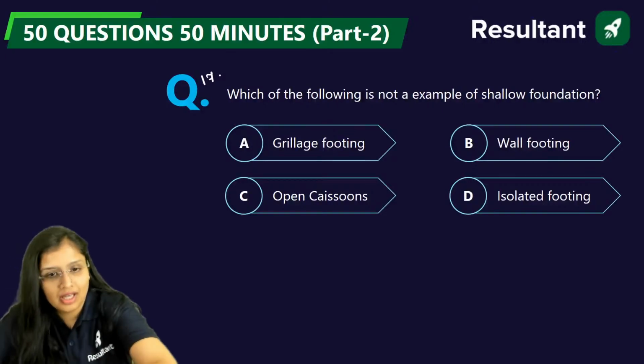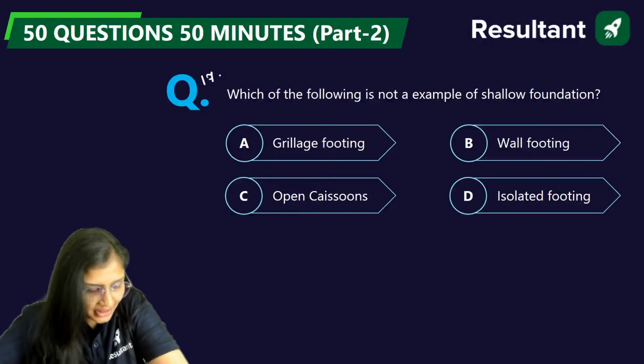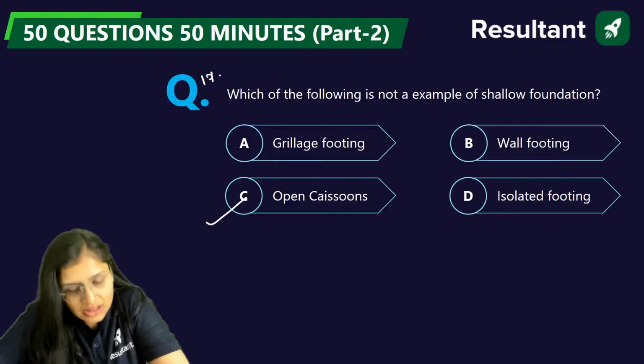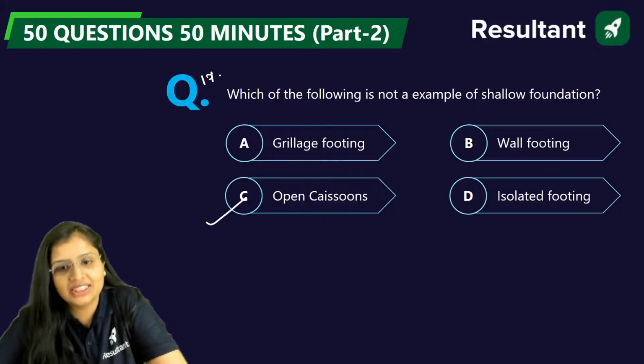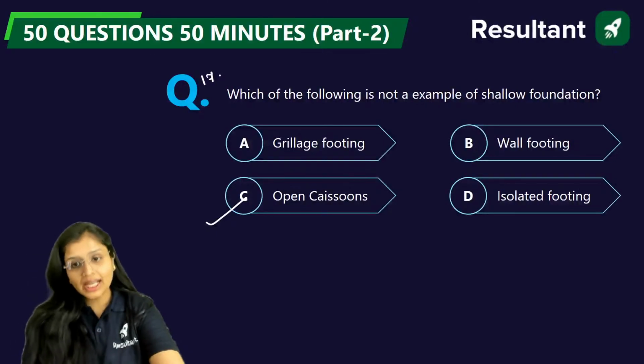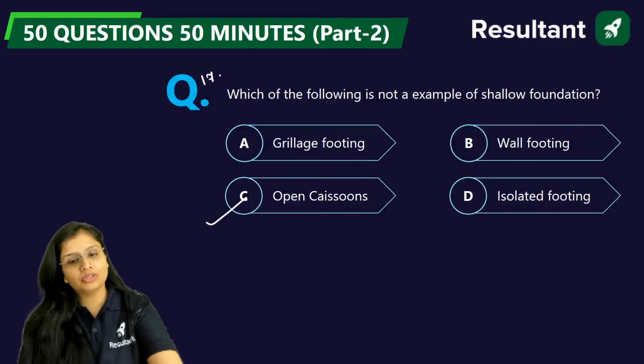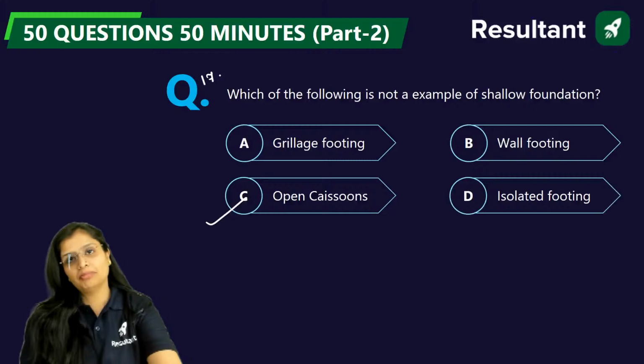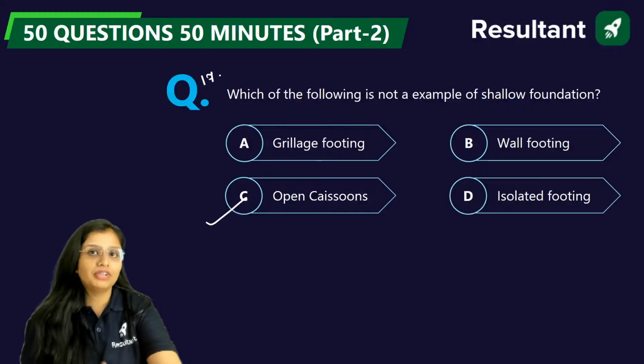Correct. It is open caissons, even piers, foundation. These are not an example of shallow foundation. Grillage, wall, isolated are examples of shallow foundations, but open caissons are not an example of shallow foundations. They are an example of deep foundations.